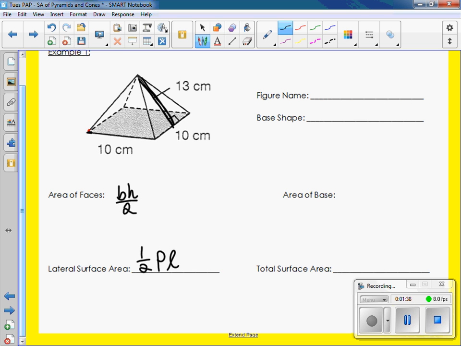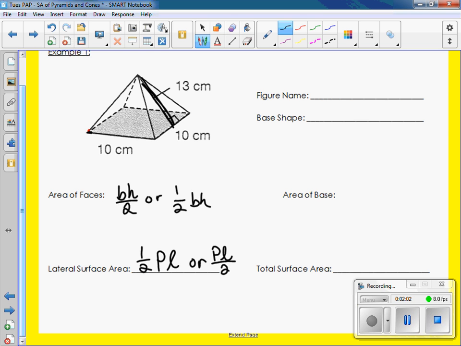And that L, remember, is that slant height. Just to clarify, not the height that'll go straight down. We'll talk about this one when we get to volume. So we're talking about that slant height. So on here, another way you could write this formula is perimeter times slant height divided by 2. Some people prefer that, just like they prefer this over this.